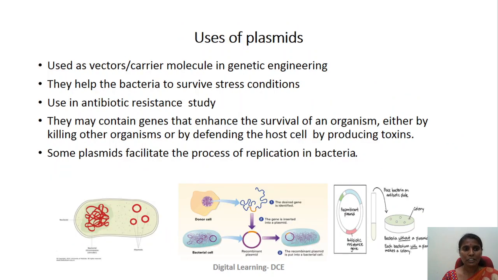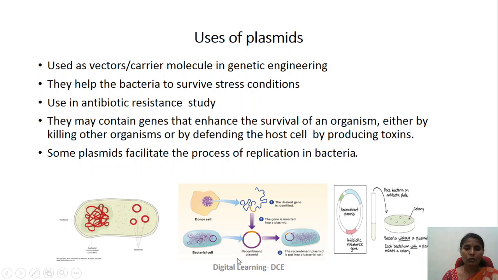Coming to the uses of plasmids. Plasmids play a very important role in genetic engineering since they are used as vectors or carrier molecules. They help the bacteria to survive stress conditions. Plasmids are also used in antibiotic resistance studies. Some plasmids may contain genes that enhance the survival of an organism either by killing other organisms or by defending the host cell by producing toxins. Some plasmids also facilitate the process of replication in bacteria.